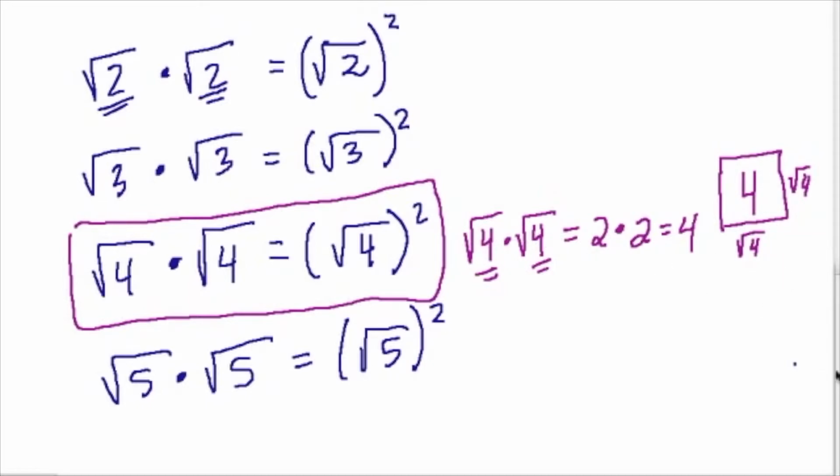And notice that what happened was, we took the square root of 4 times the square root of 4, and our answer was just 4. So in general, you can say that the square root of a times the square root of any other number a is always going to equal a. Why? Because, well, we're squaring the root. Squares and square roots are inverses.